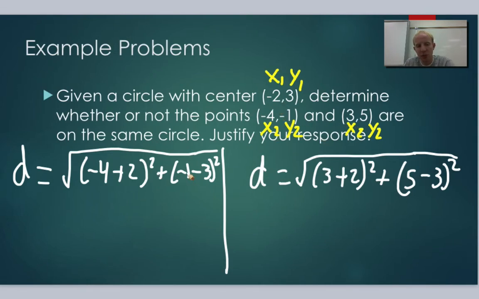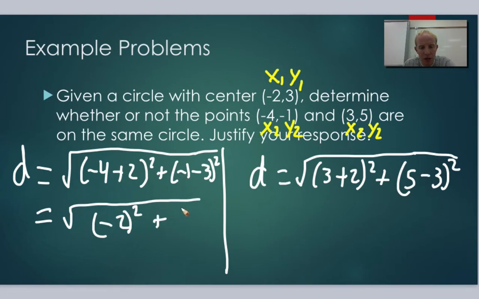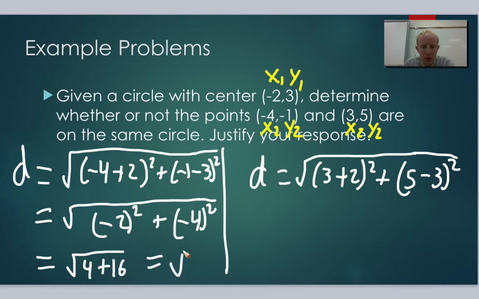Now we just have to simplify these and see if they give us the same distance. On this side we have -4 plus 2, that's going to give us (-2) squared. And then on this one, we have -1 minus 3, which is going to give us (-4) squared. Let's continue with this one. (-2) squared is going to give us 4, and (-4) squared is going to give us 16. So that's going to give us the square root of 4 plus 16, or in other words, square root of 20.